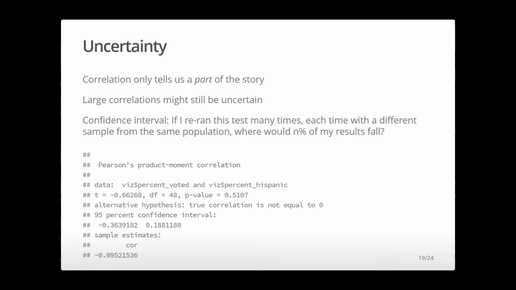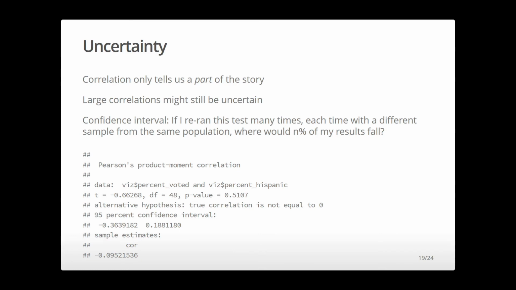A confidence interval asks, assuming that I'm working with a sample, or some random subset of a larger population of all the units that I'm interested in, and I reran this correlation test many times, each with a different sample, where would most of the correlation values fall? In our case, R chooses those values for us. If we reran this test, where would 95% of our correlation values fall?